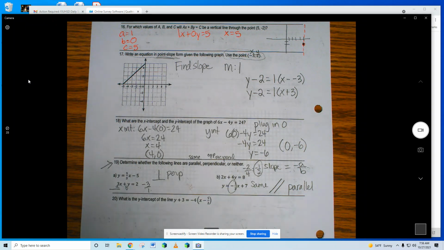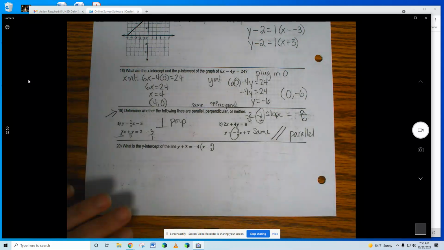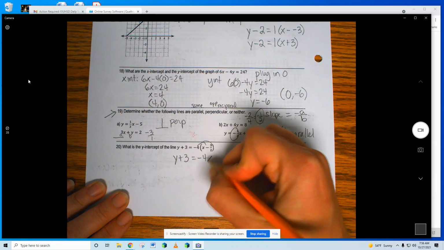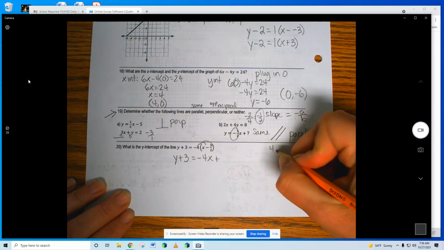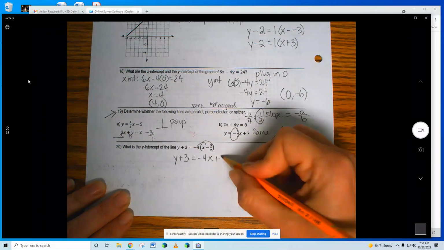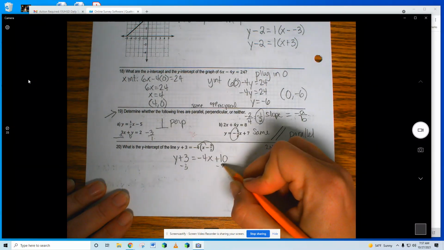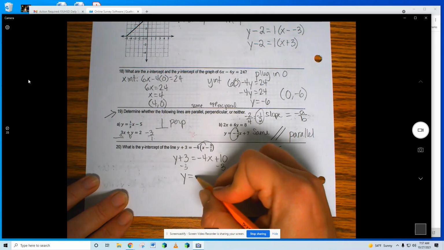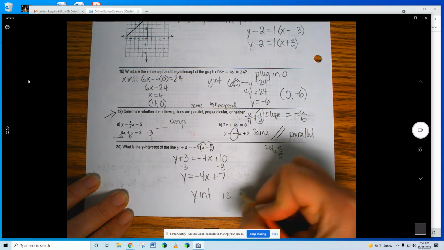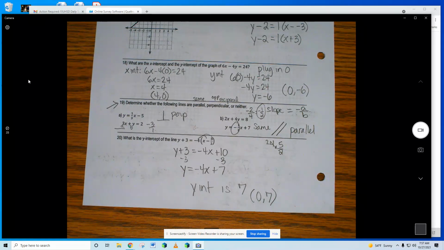Number 20, what is the y-intercept? I can't believe we're actually getting through this. Very good. Distribute. y plus 3 equals negative 4x. Ooh, plus 4 times 5 halves. 10. Nice. And then I subtract 3. Put it in slope-intercept form, because that's the only way you can easily find the y-intercept when you have point-slope form.